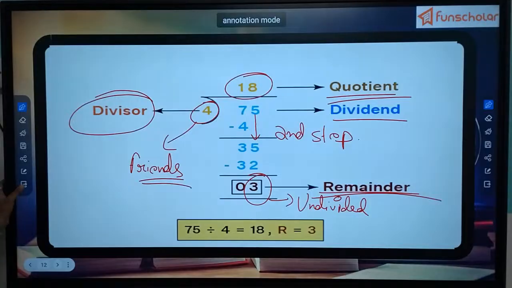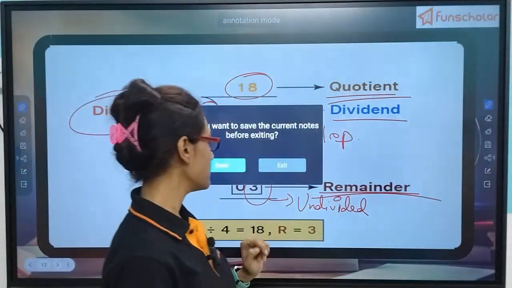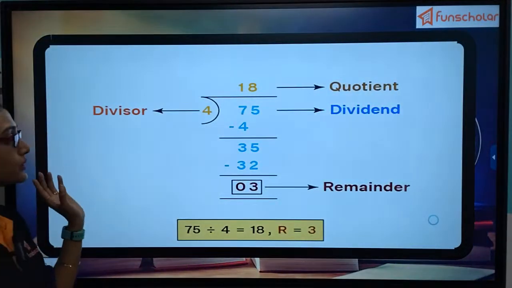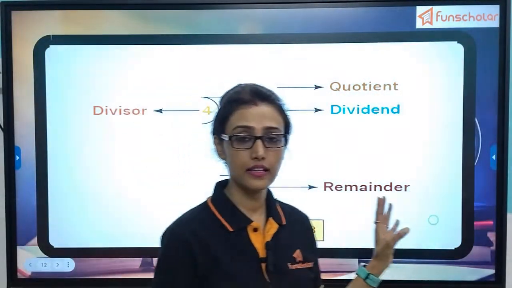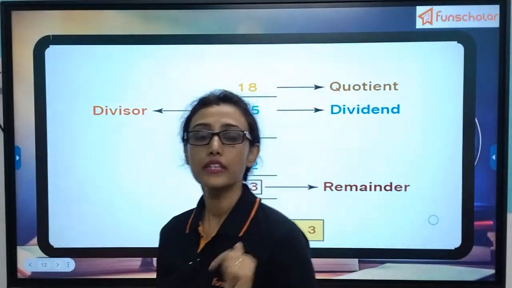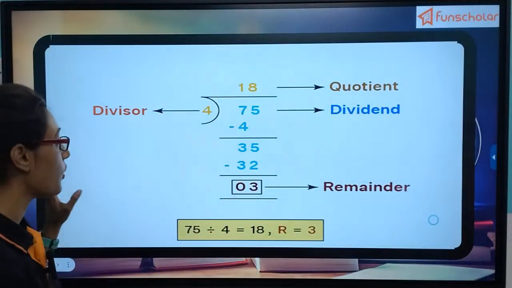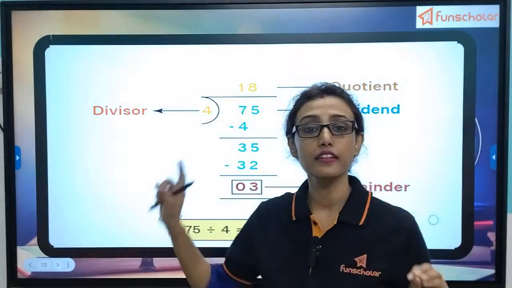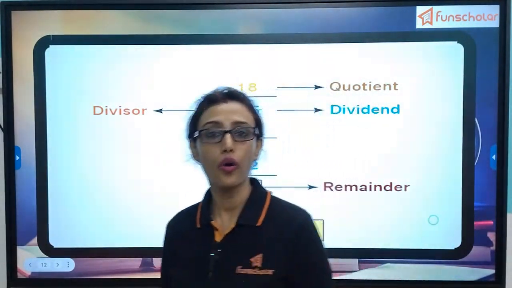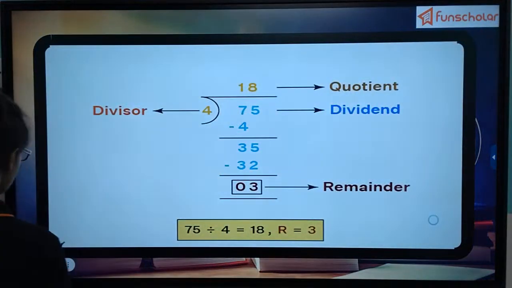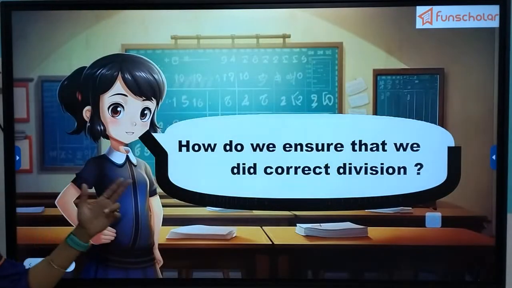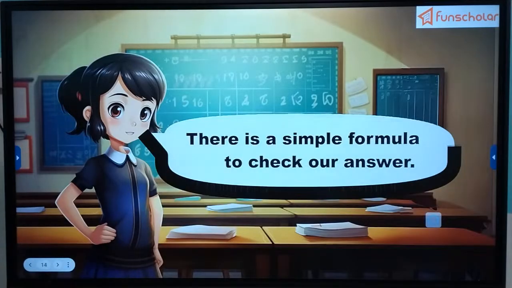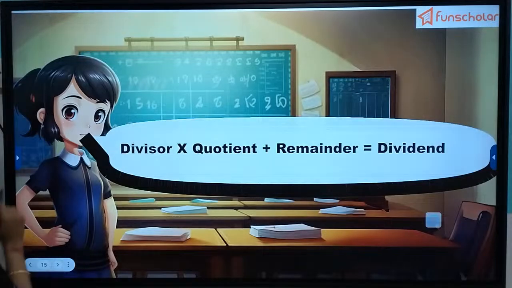Clear? Now my question to you is, we have done a division. How do we know that we have done this correctly or incorrectly? There is a simple way, a simple formula, to recheck whether your division is correct or not. So let us find out how. How do we ensure that we did the division correctly? There is a simple formula for it. And what is the formula?